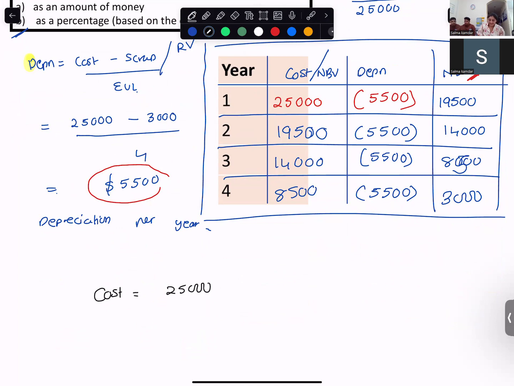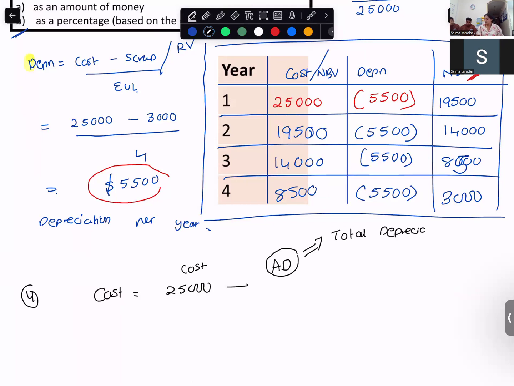25,000. At the end of year 4, if I have to find the net book value, what will I do? Cost minus accumulated depreciation. What is accumulated depreciation? Accumulated depreciation is total depreciation charged to date.